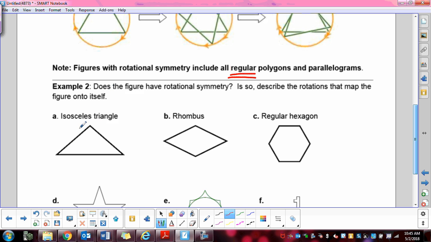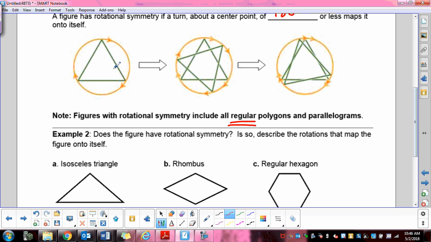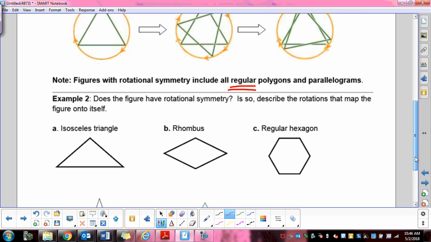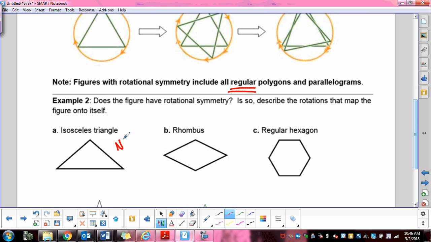So if we rotate an isosceles triangle upside down 180 degrees, it'll look like this, right? So it doesn't really look like itself. If it was an equilateral triangle, it does have rotational symmetry, right? These do have rotational symmetry, but this one does not. A rhombus does. If you rotate it 180 degrees, it's going to look like itself.